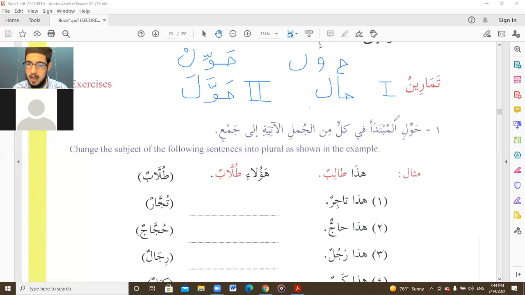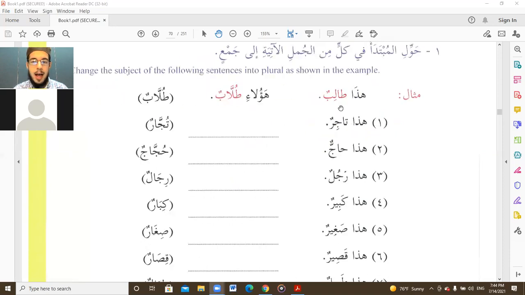On the wazn, or pattern, fa'il. Now, why does this have a kasra? Because it has to break up the two letters with sukun next to each other. So, حول المبتدأ في كل من الجمل الآتية إلى جمع. What they're saying is transform or change the mubtada, the subject, in the following sentences to plural. What's our example? We have هذا طالب. Look at that. We're right back to where we started. هذا طالب. Nice and easy.